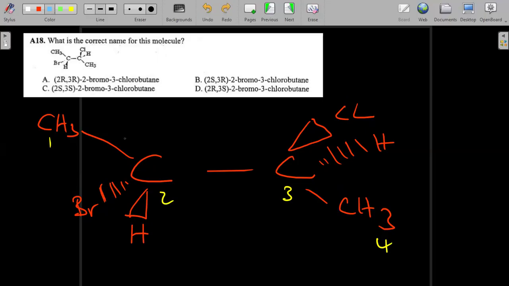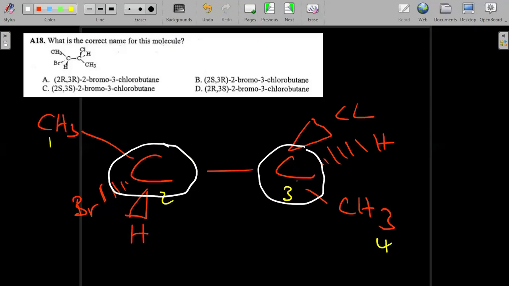In your answers, I can see the S and R configuration. So we have to find the configuration at this carbon and also the configuration at this carbon. If you have a chiral carbon attached to 4 different atoms, the first rule is that your hydrogen should always be in the back, on the dashed wedge. If it's not on the dashed wedge, then after finding your configuration, you have to take the opposite.